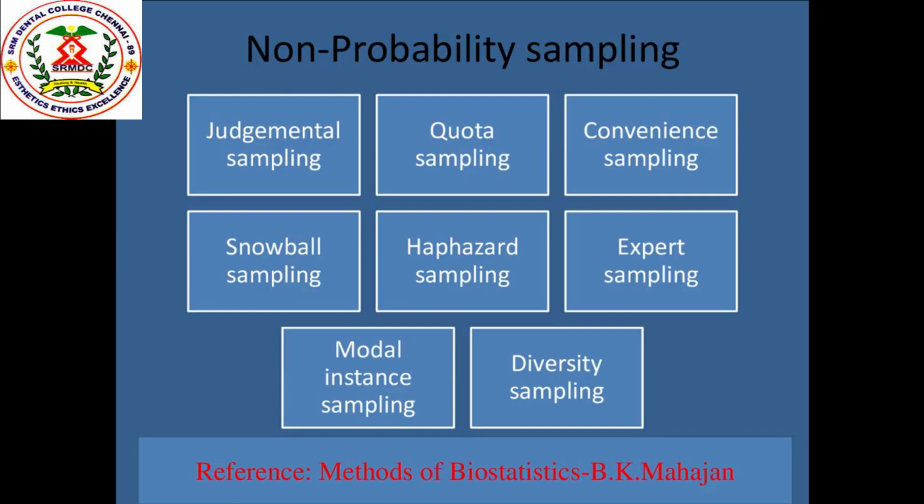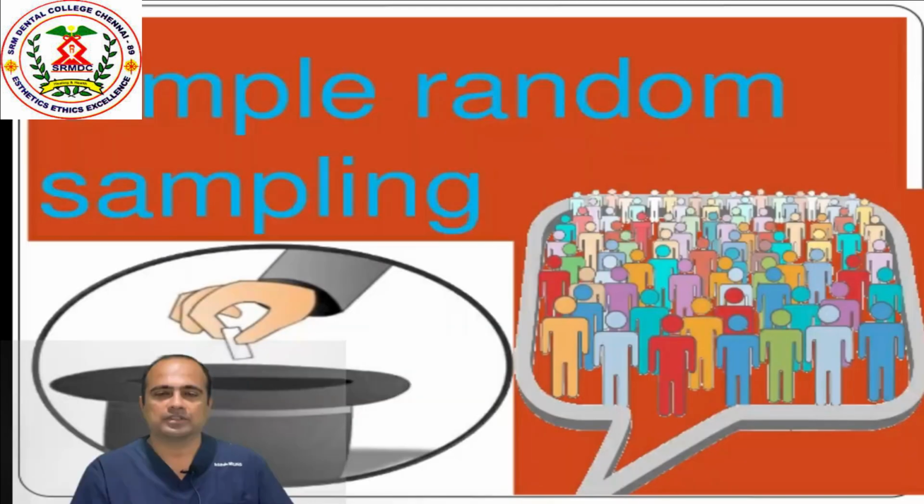Diversity sampling. Here, this is a type of sampling where you deliberately choose members so that all your views are represented. However, those views may or may not be representative proportionally.